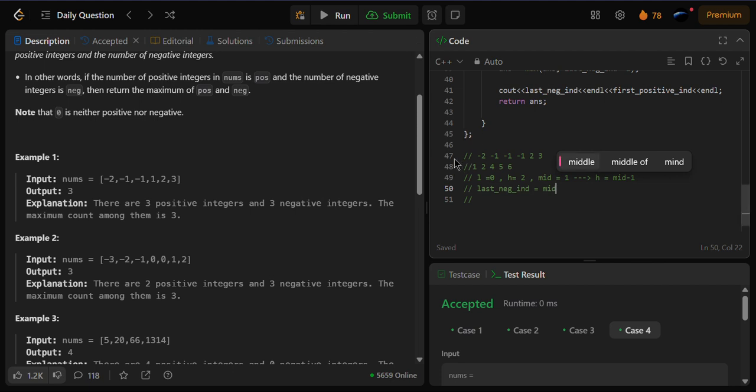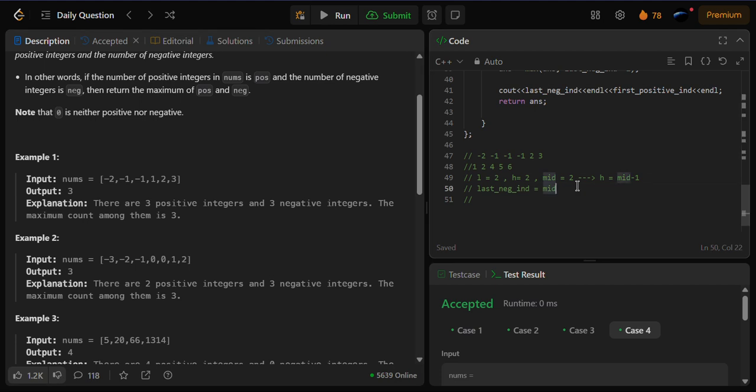Now I will again run the loop and see if there is a negative number at an index greater than the current index, which is my mid. So I will update my low to mid plus 1, so now it will become 2. Now 2 plus 2 is 4, and 4 by 2 is 2. So now mid is 2, and I'm looking at index 2. So 0, 1, and 2. So now I know that minus 1.